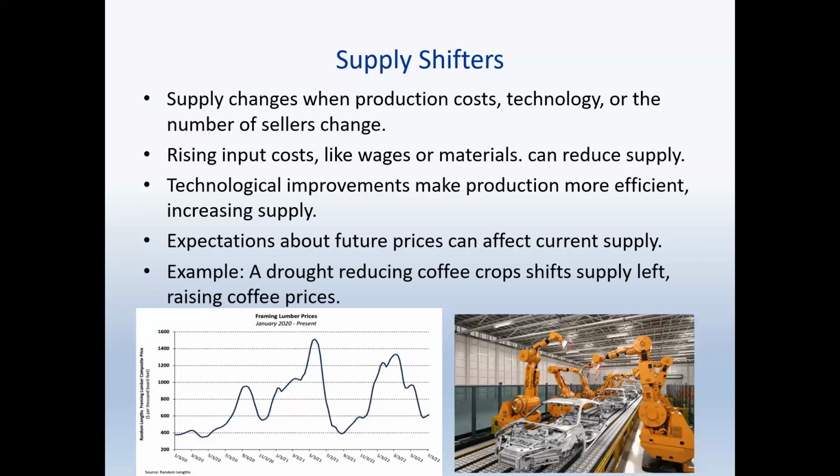As with demand, expectations about the future can affect current supply. This is only true for goods that are durable and expensive. So if you think of the example of houses again, if developers expect the price of houses to increase, they might buy land right now and start building houses so they can benefit from the higher prices. As another example of supply, a drought reduces the coffee crop, shifting supply to the left and raising coffee prices.